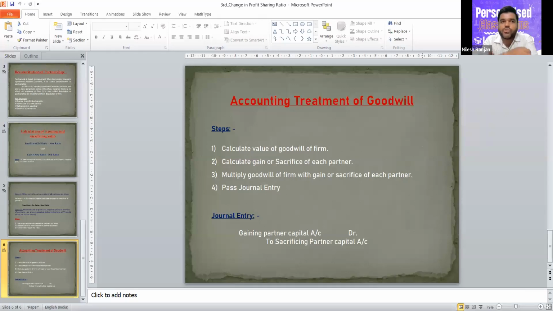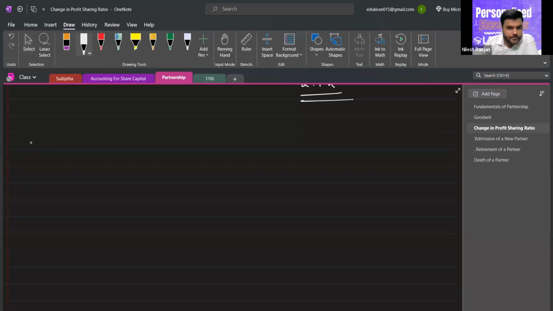In case of reconstitution, either in change in profit sharing ratio, in admission, retirement, death, this is our new concept. We have to study this. In this chapter, we are going to understand what will be the accounting treatment of goodwill. First of all, goodwill is a compensation. We are talking about goodwill here, and goodwill is treated as compensation.